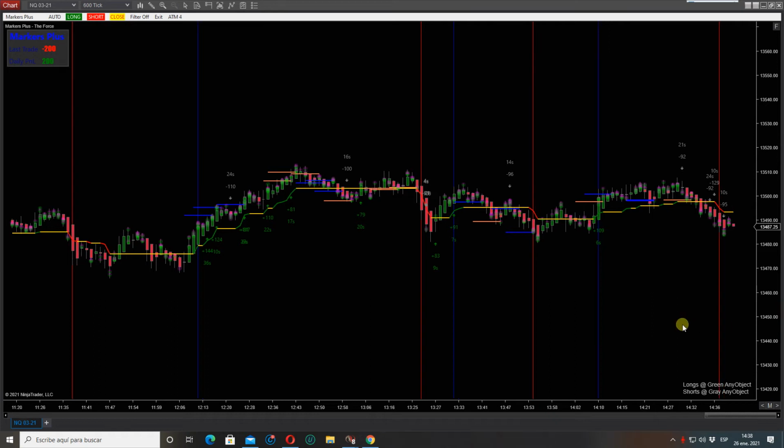Make some trades here in the imbalance. We did this short, it was a loser. We're two winners here. Let's see if we can make the target.